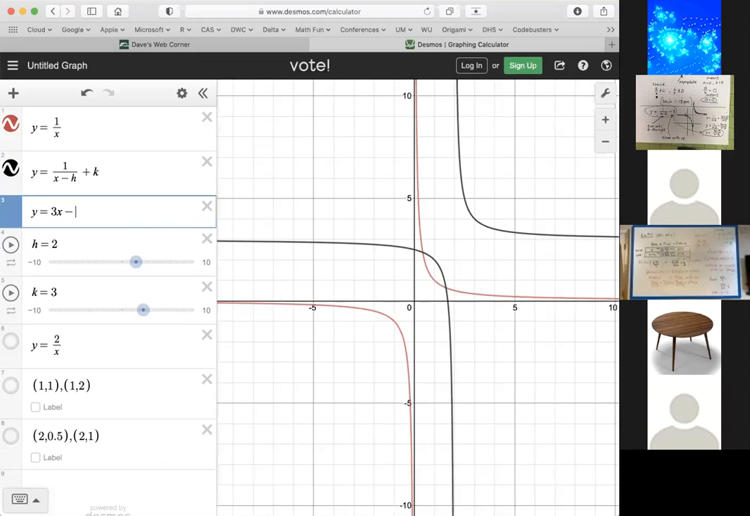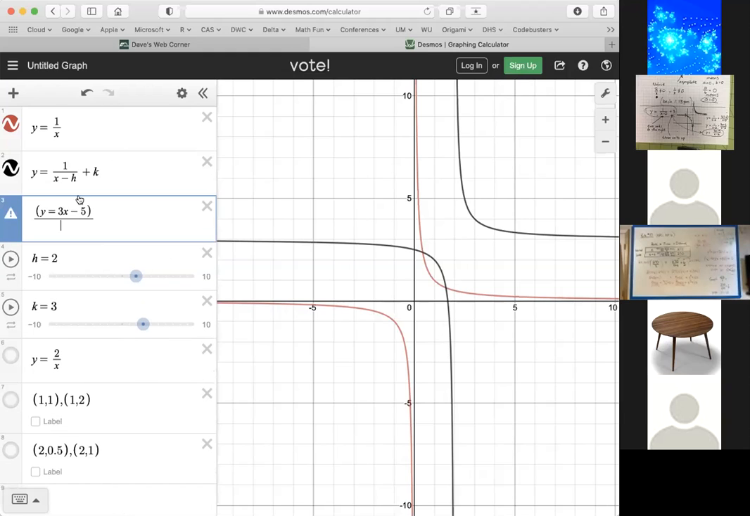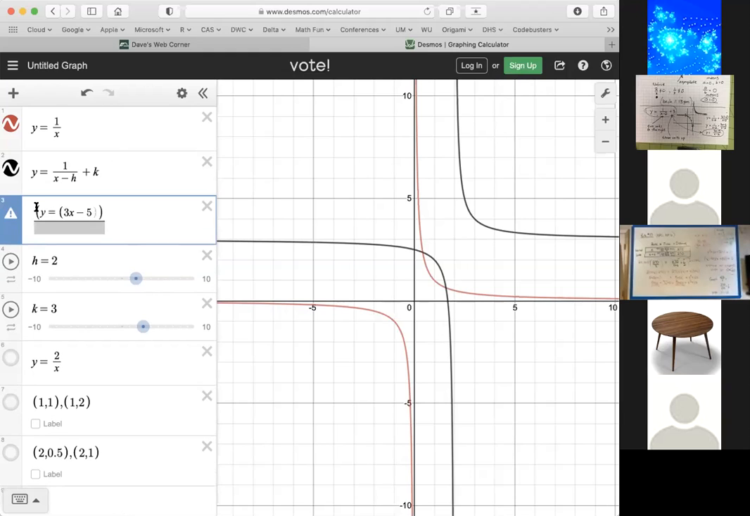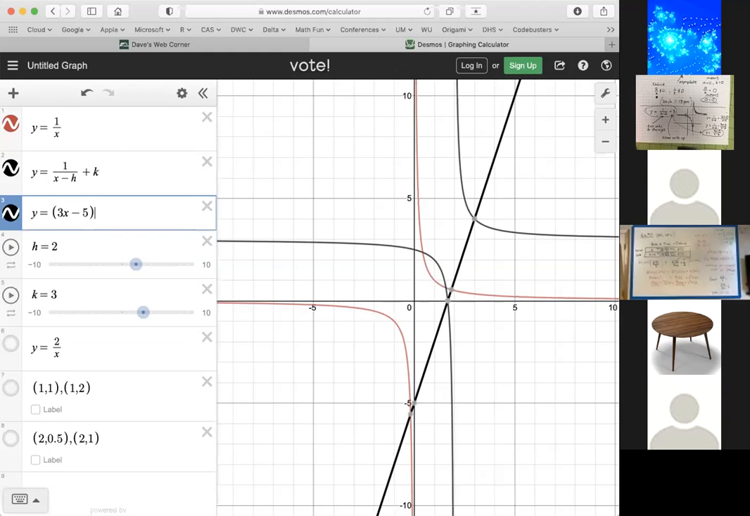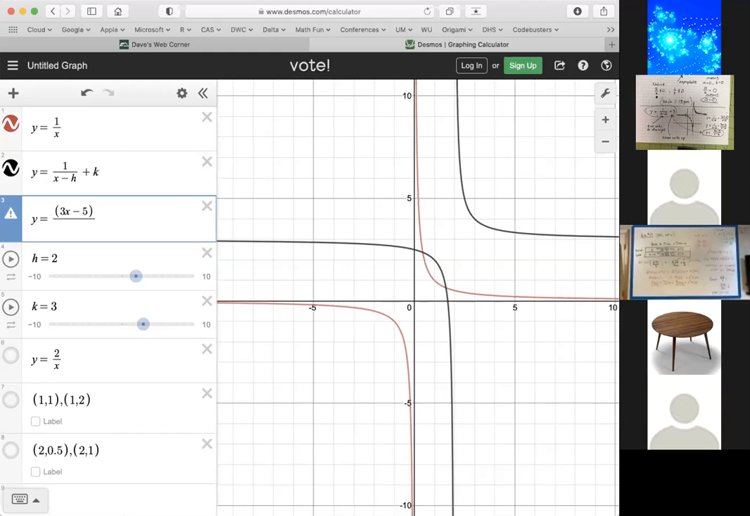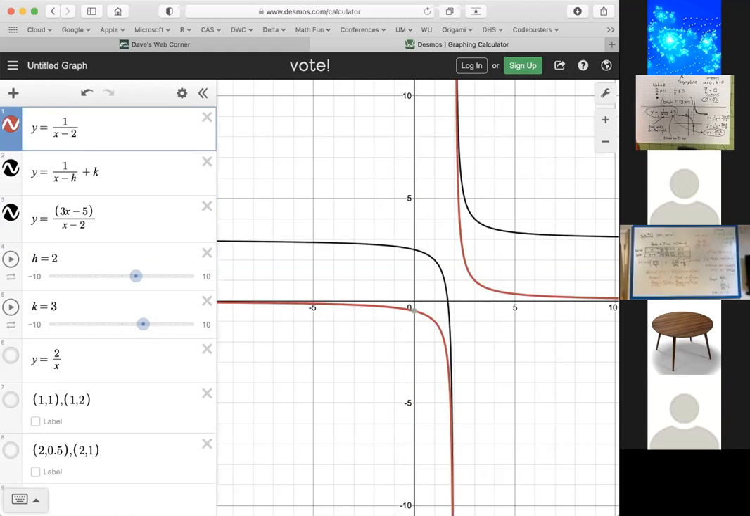Let's type in 3x minus 5 divided by, whoops, got my parentheses out of place. I really screwed that up. 3x minus 5 divided by x minus 2. Now, since they're both black, they're kind of hard to see. So let me make this 1 over x minus 2 plus 3.